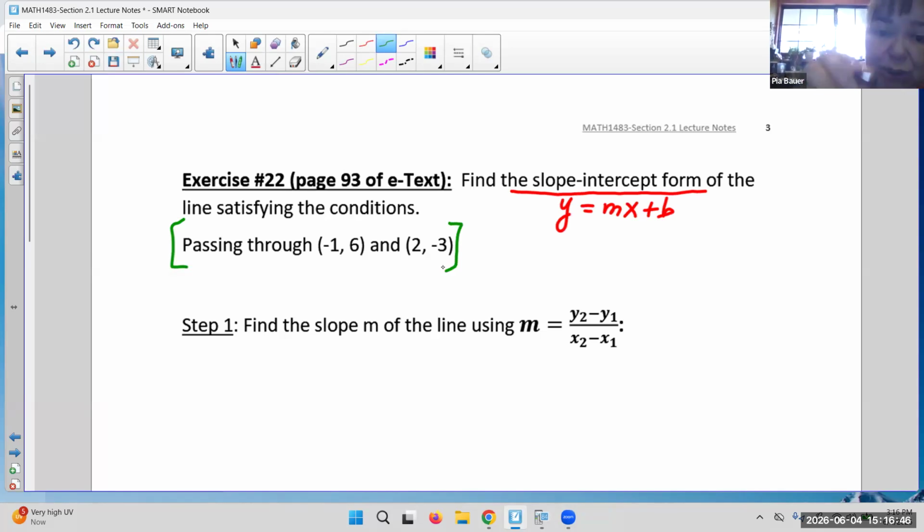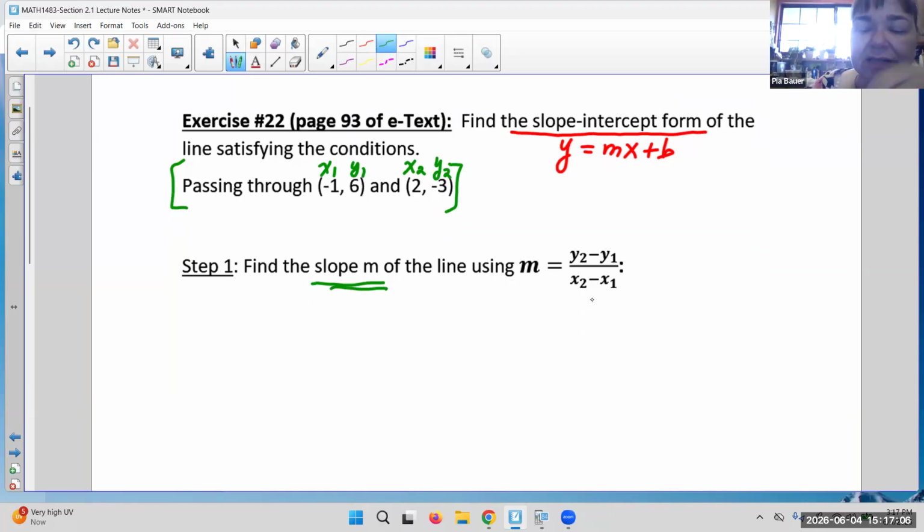So I could find the slope by taking this to be your x1, y1, your x2, and y2. I can find m, the slope, with that formula that has the difference of the y's over the difference of the x's. So I'm going to go ahead and set that up. So I have y2, which is a negative 3, minus y1, which is 6, divided by, now we have x2, which is 2, minus, then x1, and x1 happens to be a negative 1.